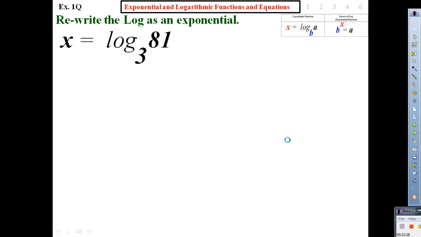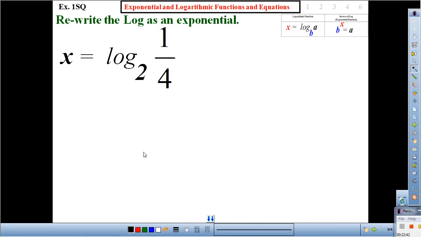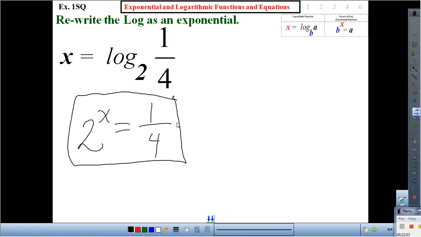Okay. Let's do another one. Example 1 super Q: x equals log base 2 of 1/4. Let's see if you can rewrite that. Once again, you can pause the video or just keep going. So let's see, what's our base? 2. Exponent, x, and what is the given number? 1/4. There it is. Pretty good? Yeah, Mr. Q, these are a piece of cake.